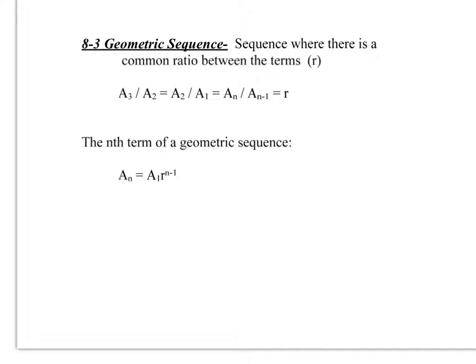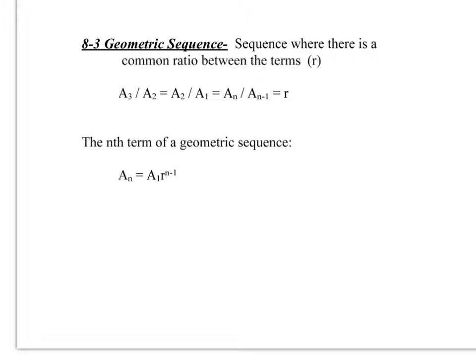We can always find r, the common ratio, by dividing any two consecutive terms. So a sub 3 divided by a sub 2 is equal to r. A sub 2 divided by a sub 1 is equal to r, or more generally, a sub n divided by the previous term, a sub n minus 1, is also equal to our common ratio. You can see it's very similar to the arithmetic sequences.